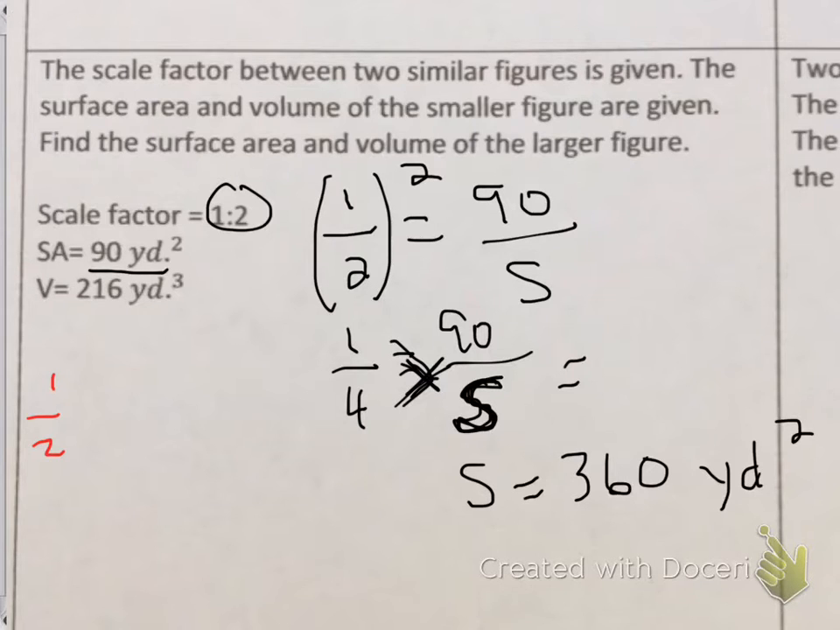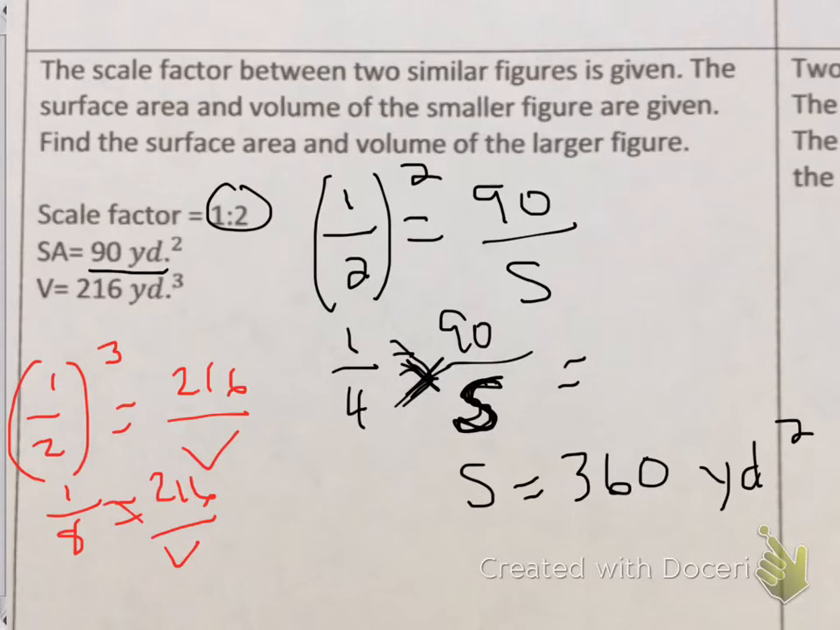I'm going to do 1/2, but I'm going to have to cube that because I'm doing volume this time, equals 216 over the volume that I'm looking for. Again, do the math over here. You'd get 1/8 equals 216 over the volume. So cross multiplying this way, I get volume, and cross multiplying the other way, I'd have 216 times 8, which is 1,728 yards cubed. Again, because it's volume, I'd have to take that scale factor and cube it.